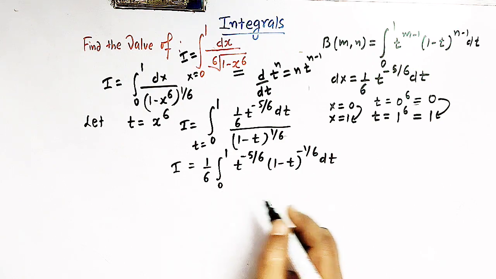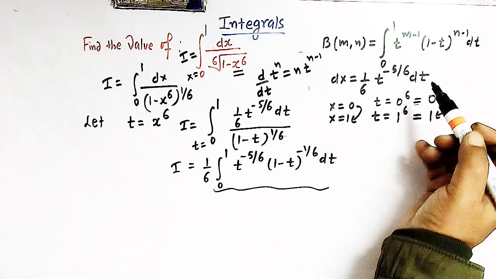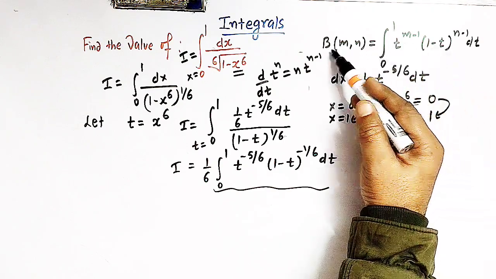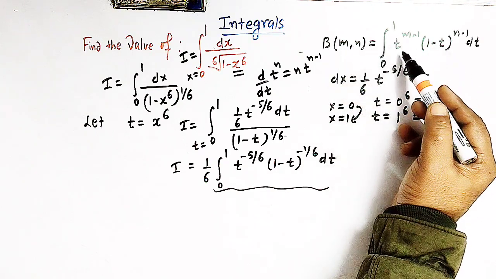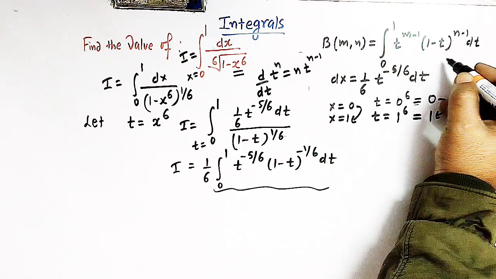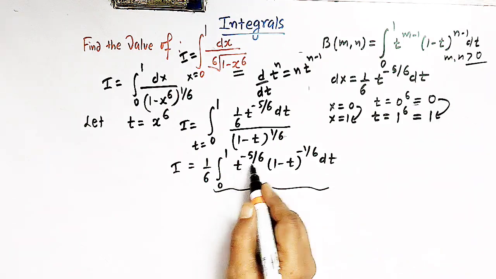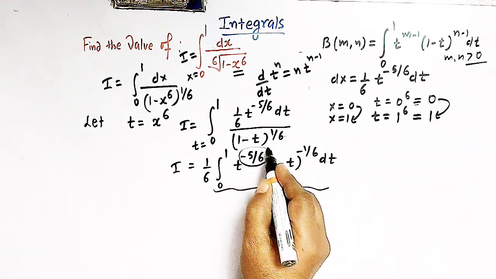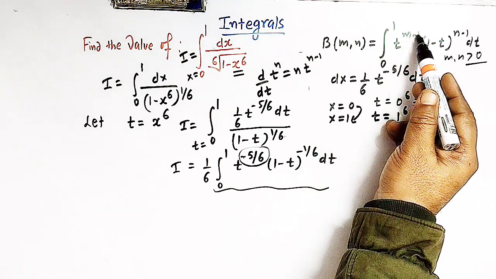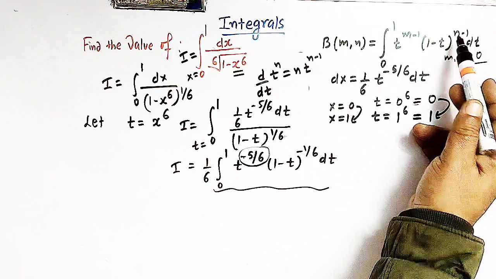So now we can easily observe that this integral is similar to the beta function, that is beta m comma n is the integral from 0 to 1 of t raised to m minus 1 times (1 minus t) raised to n minus 1 dt, where m and n are greater than 0. Right, so here we have t raised to minus 5 over 6, and here we have t raised to m minus 1. So now we need to find out the values of m and n.